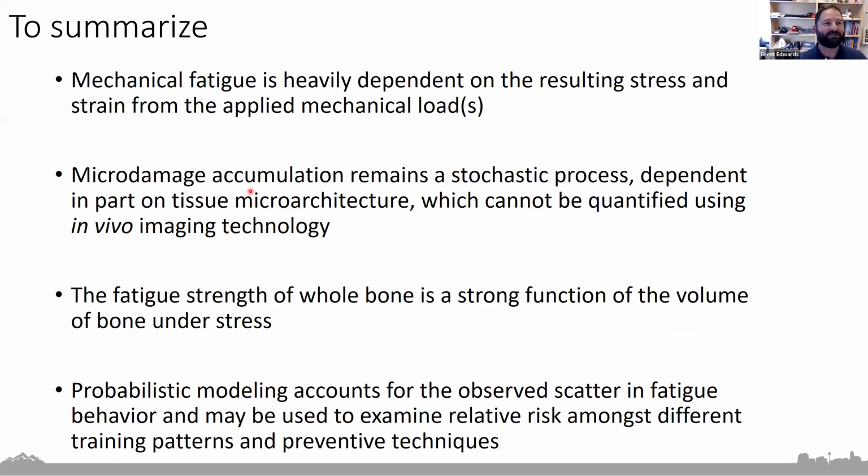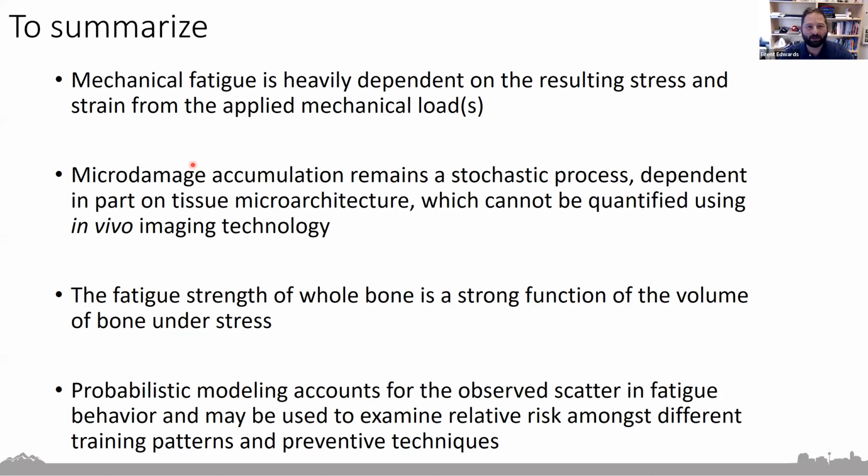I'm going to summarize here and say that mechanical fatigue is heavily dependent on the resulting stress and the resulting strain from the applied mechanical load. Okay, so it's that inverse power law. Don't ever forget that. You can theoretically change an injury risk profile with just small, subtle manipulations in the loading magnitude.